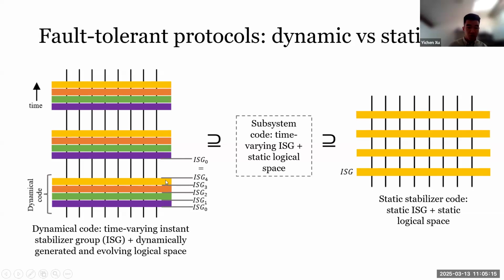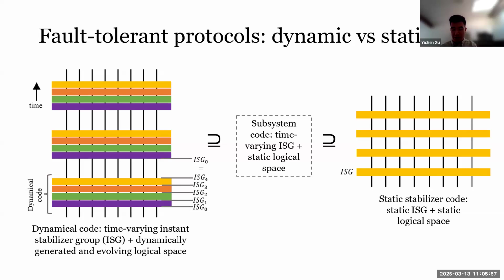We adopt the notion of dynamical code to describe one period of dynamics. The notion of dynamical code really incorporates other existing fault-tolerant protocols, for example, subsystem codes. Subsystem codes can also be implemented in a circuit with time-varying ISGs, but the logical space is static, so it doesn't evolve when the circuit is evolving. It also incorporates our conventional understanding of static stabilizer codes, where I give you a stabilizer group, and hence the logical space. So everything is static over there.